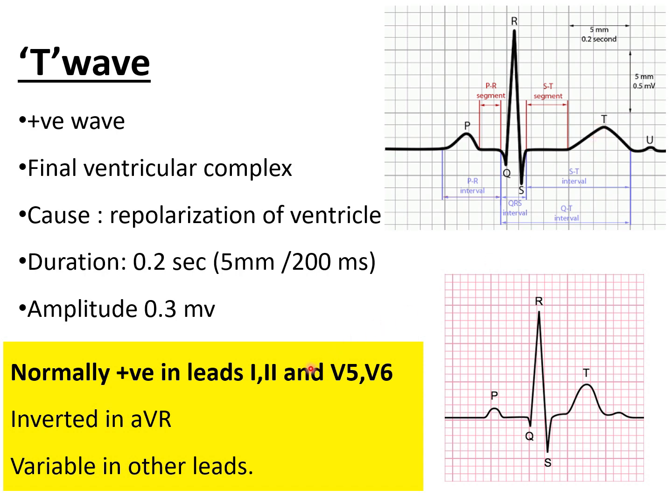And remember, the T wave is normally positive in lead 1, 2, V5 and V6. And that can be inverted in AVR. And remember, in other leads we need not worry about the morphology of the T wave. That will be variable. That can be positive or negative.